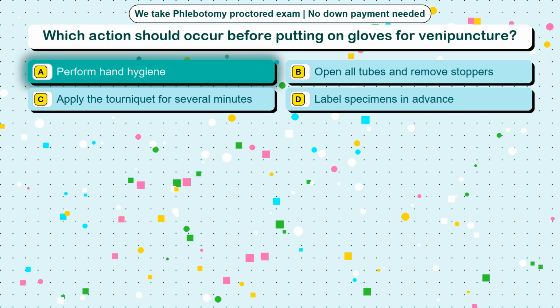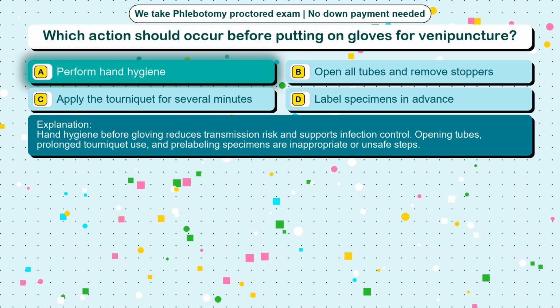The correct answer is option A, perform hand hygiene. Hand hygiene before gloving reduces transmission risk and supports infection control. Opening tubes, prolonged tourniquet use, and prelabeling specimens are inappropriate or unsafe steps.